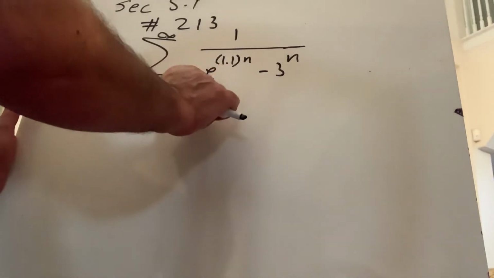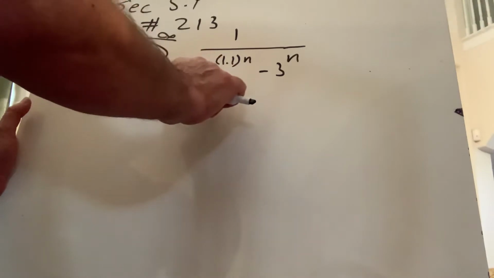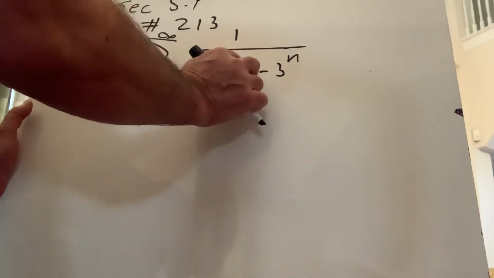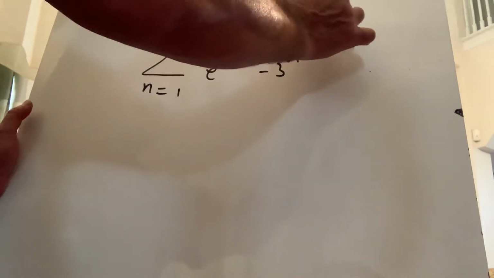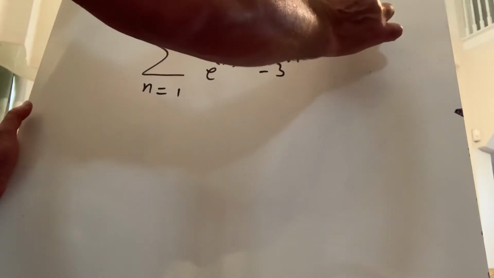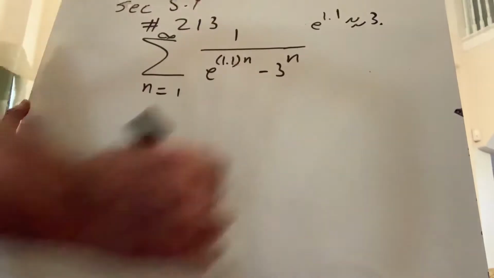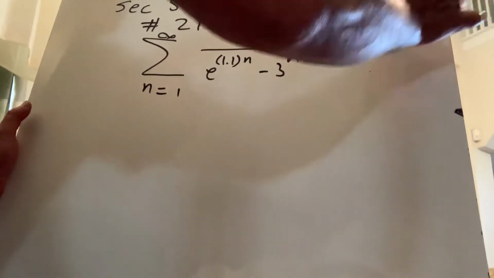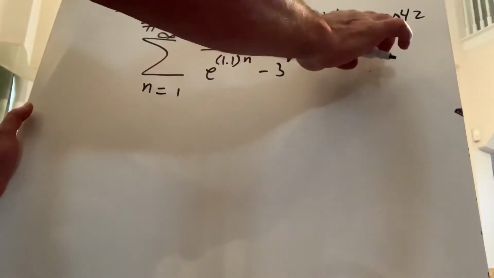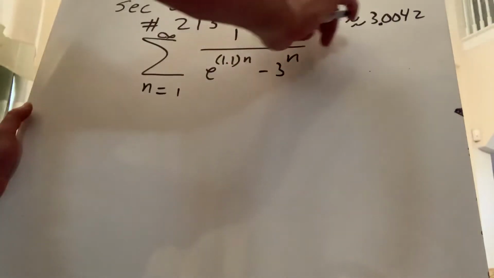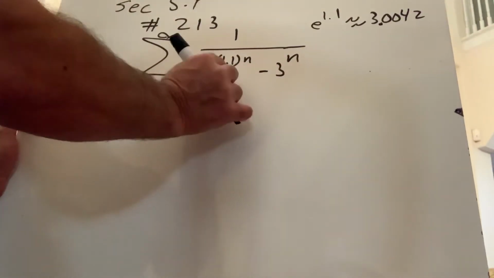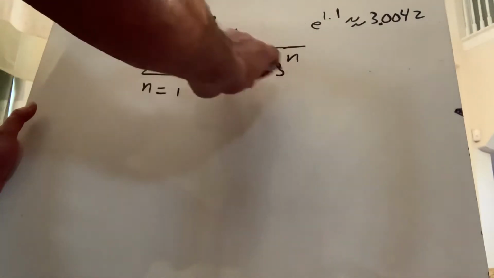Because if you rewrite this as e to the 1.1, and then all that raised to n, you notice that e to the 1.1 is approximately 3.0042. You can see that e to the 1.1, which becomes your base here, is larger than 3. So that would be your dominating term because it has a bigger base. Not by much, but still bigger.